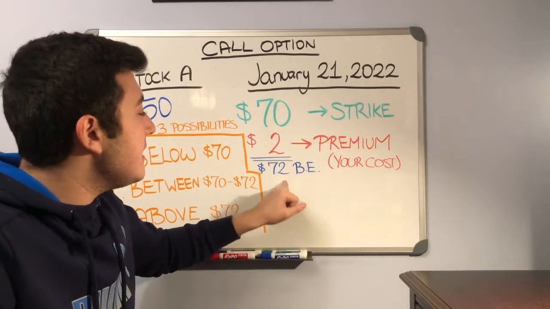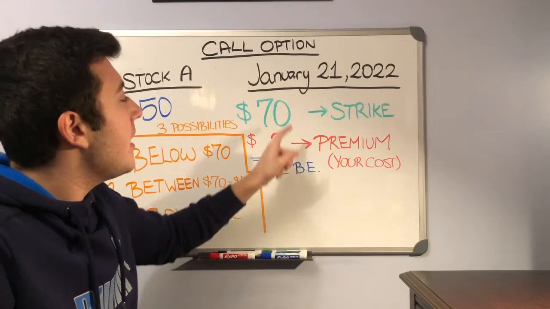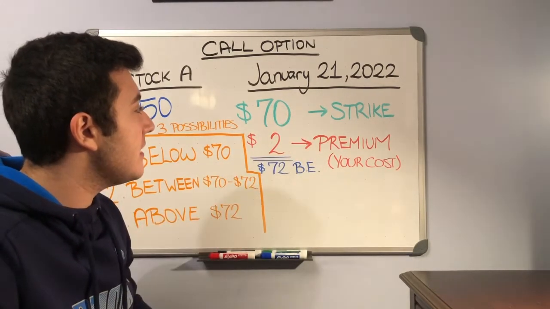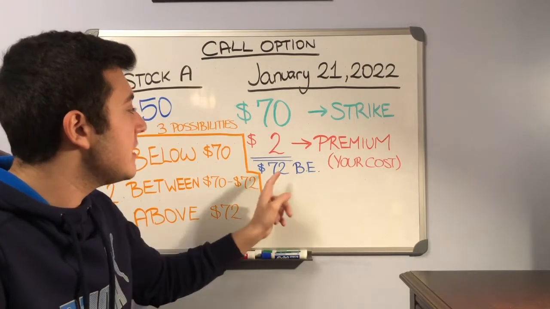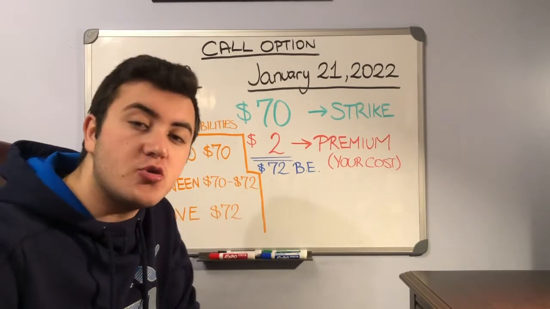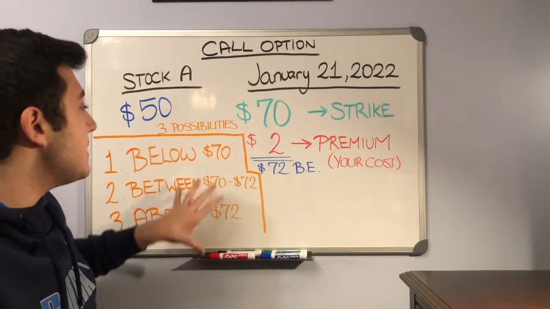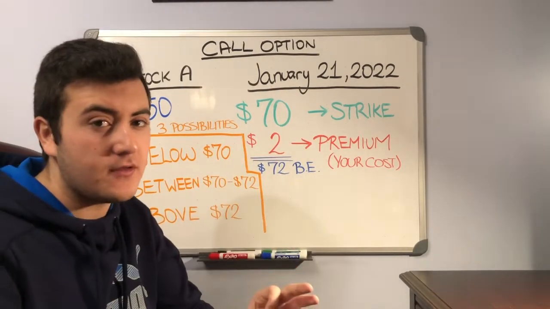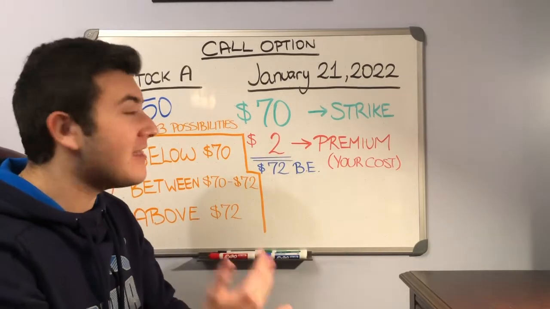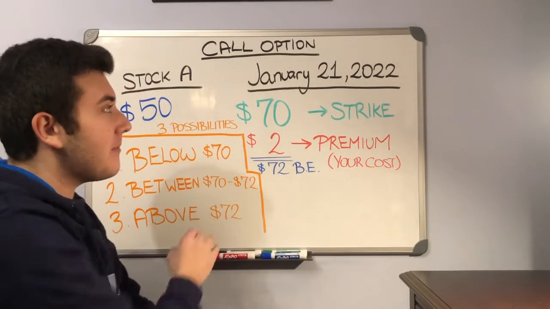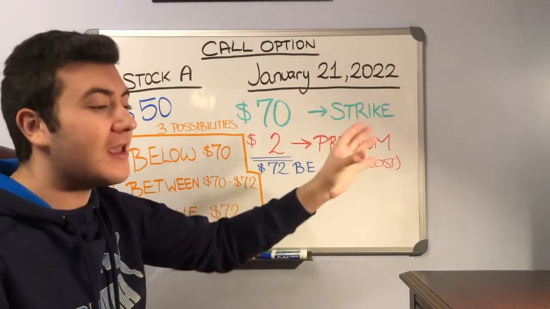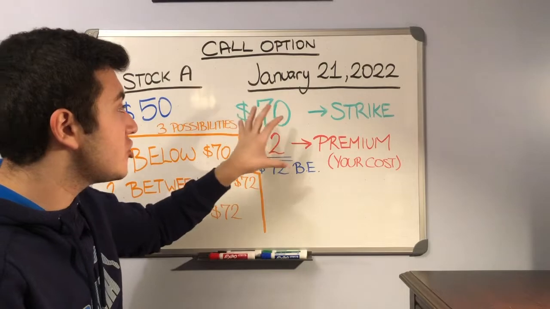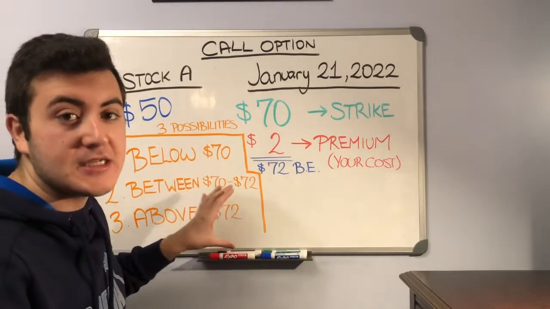Now, basically, your break-even price is the premium plus the strike price, okay? So in this case, you pay $2 plus you think the stock is going to go to 70, so that's your strike price. So basically, your break-even is going to be at $72. So we have 3 possibilities of what can happen with this stock by January 21st, 2022. Now, that's the expiration date. By that date, these 3 things happen. You cannot keep the option longer than that date. After that date, it expires, okay? So depending on what the stock price is at, 3 possibilities can occur.